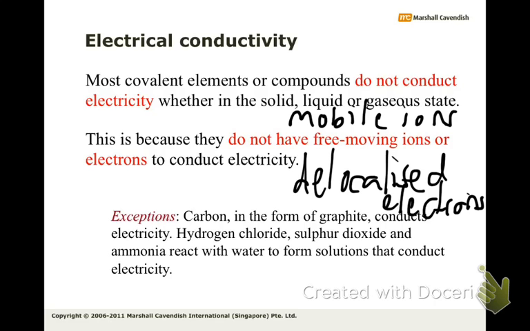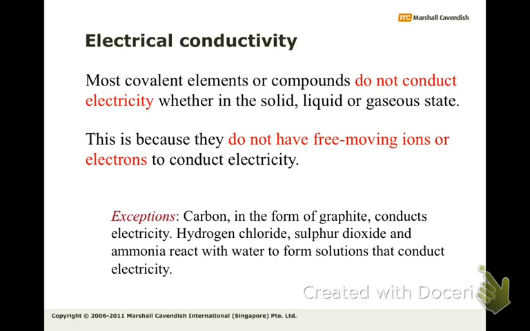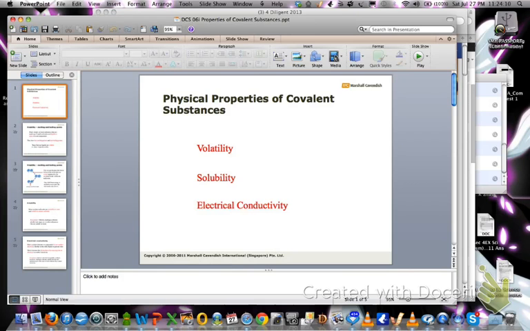Okay. Of course, there are exceptions also. Carbon in the form of graphite conducts electricity. Then hydrogen chloride, sulfur dioxide, ammonia, even though they are covalent compounds, when they react with water, they conduct electricity. So these are the exceptions that you need to take care of. Do you need to talk about the exceptions when you're explaining this? Don't need. Again, if you want to show that you're an A1 student, go ahead. But you need to get your main explanation correct first.